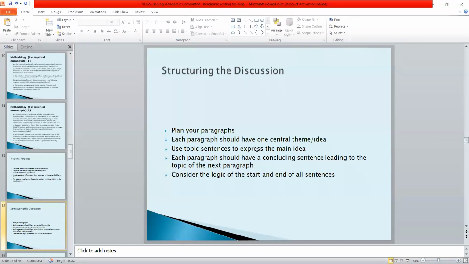Then each paragraph should have a concluding sentence leading to the topic. So if you take paragraph 1, you have found out that the women are more than men. You have done your discussion. Now you must conclude that paragraph before you move on to the next paragraph. What is the implication of that paragraph? You don't leave it hanging. So it is very, very important. Consider the logic of the start and the end of your sentences. Don't leave the sentences hanging. What is the implication of women being more than men on your discussions? So you must always make that very clear.